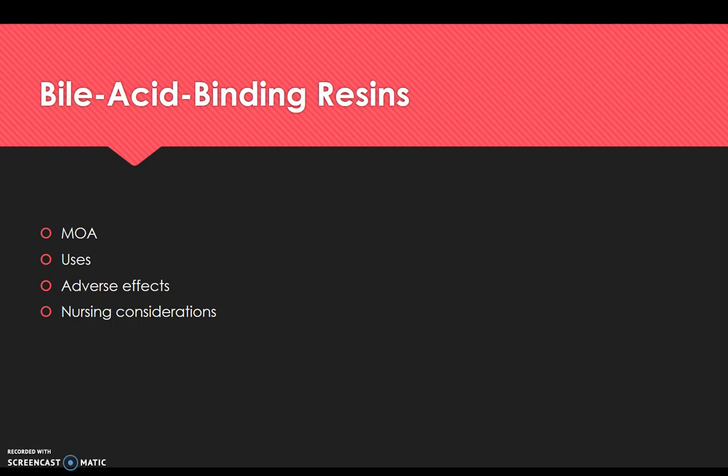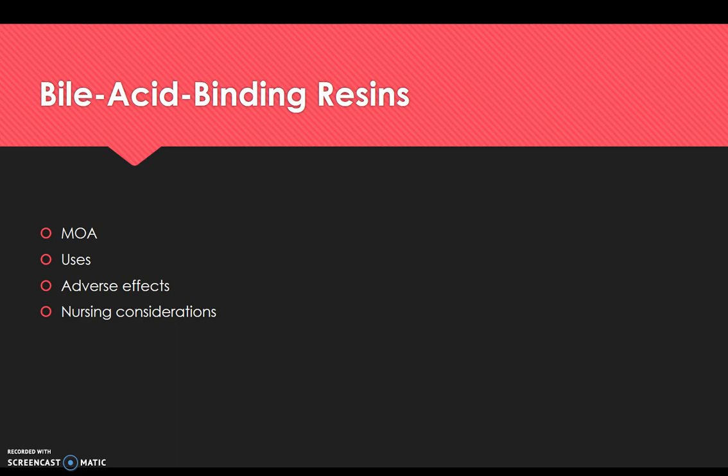So bile acid binding resins. The biggest one out there is cholestyramine. These aren't used that much anymore, but you still will have some patients on it, so it's good to kind of know about these. Their MOA, or mechanism of action, is that they bind bile acids in the intestines, which makes the liver increase metabolism of cholesterol, thereby decreasing the total cholesterol in the body. They're used in conjunction usually with diet therapy. So if your patient is good diet controlled and is going to cut down on their fat intake.